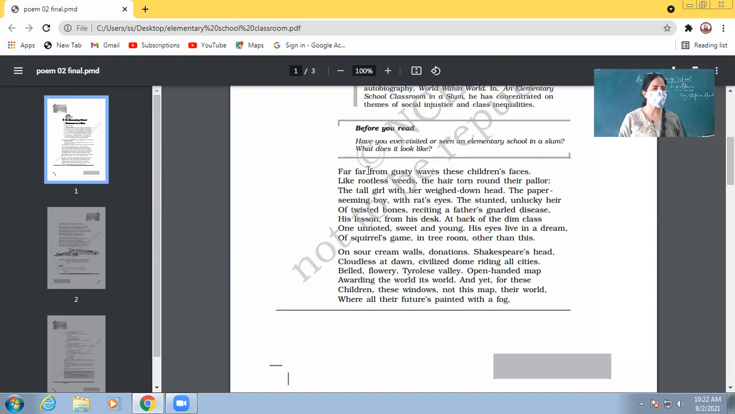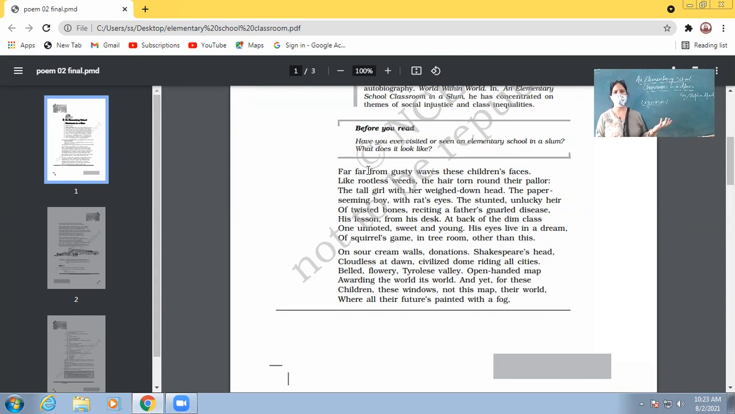And there is one more poetic device in the same expression. If I don't take the word like, rootless weeds is an oxymoron. O-X-Y-M-O-R-O-N. Oxymoron is a poetic device which is used to convey two opposite words used together. It is about using two opposite words to convey an idea.